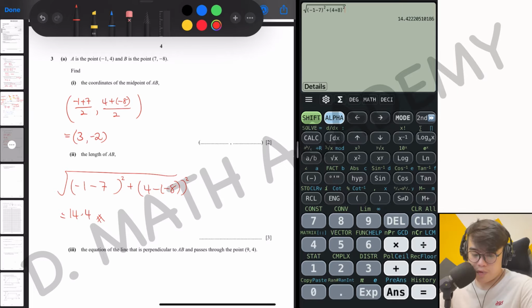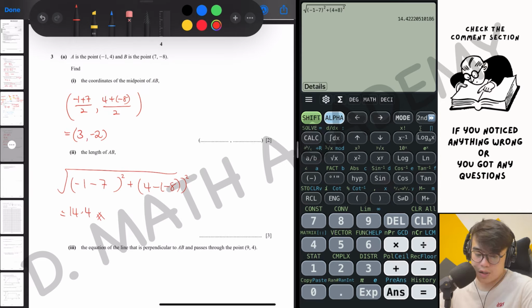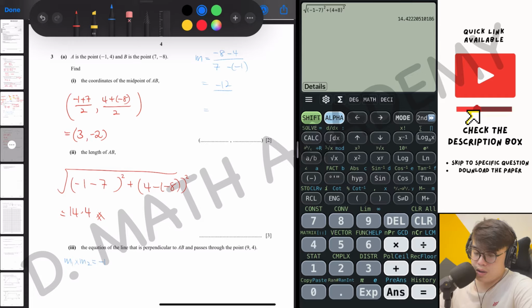Moving on to part 3, the equation of a line that is perpendicular to AB. The key word here is perpendicular. So kindly take note the formula that we are using is m1 times m2 equals -1. The m1 here refers to the gradient. So it's by taking y2 minus y1 over x2 minus x1, with -8 on top. Through this calculation, you will get -3/2. So m2 will be -1 divided by -3/2. The final answer would be 2/3 here.